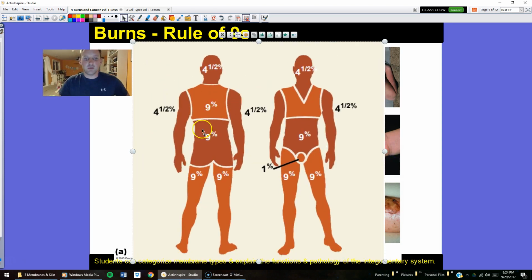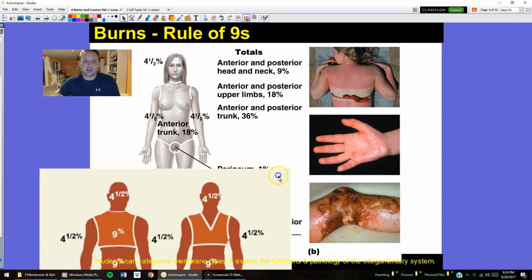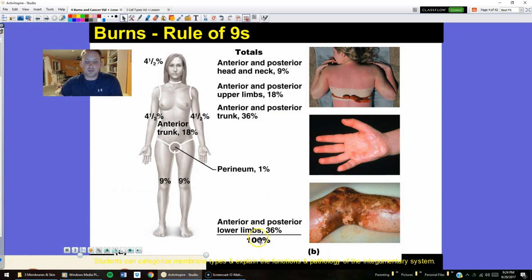So you can see in this diagram there's a whole bunch of 9%, some 4.5 if you total the arms on both sides, anteriorly and posteriorly, are 9%. Head, anterior, posterior, 9%. The perineum, kind of the genital region, is 1% to kind of total out the 100%. So the overall total is 100%. This diagram just totals the thoracic and abdominal regions, 18% front and back.